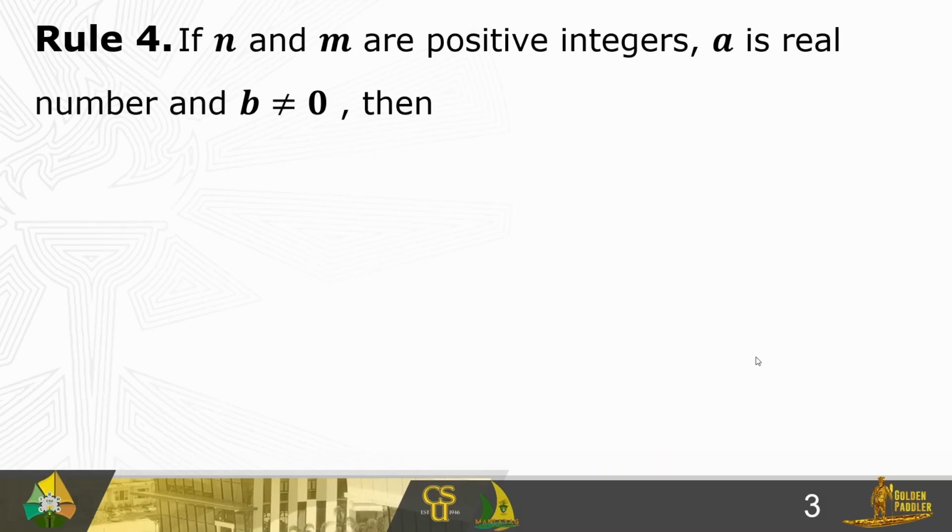Now, let's consider rule number 4. If n and m are positive integers, a is a real number, and b is not equal to 0, then we have (a/b)^n is just equal to a to the power of n over b to the power of n. Or simply, we are just going to multiply the exponent n towards the exponents of the bases.